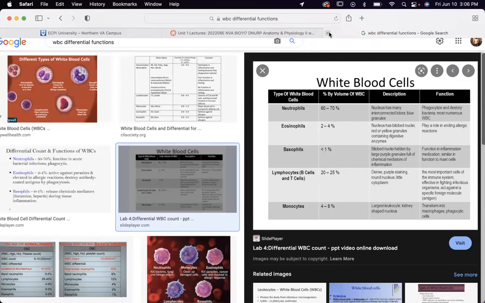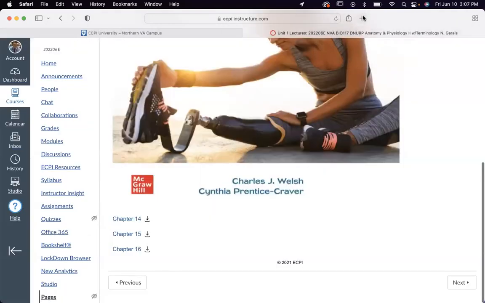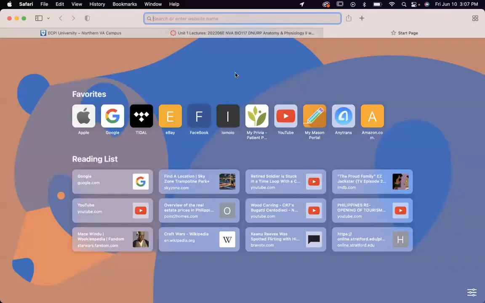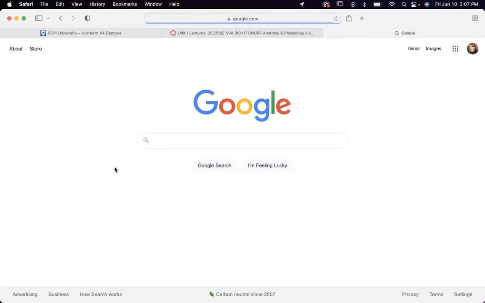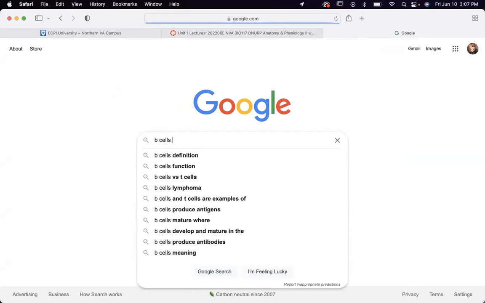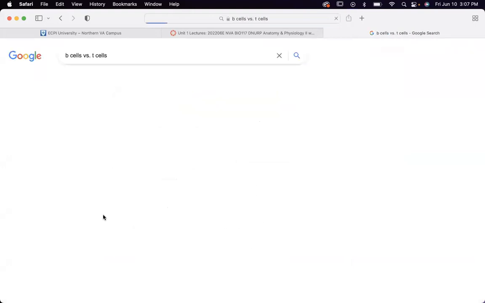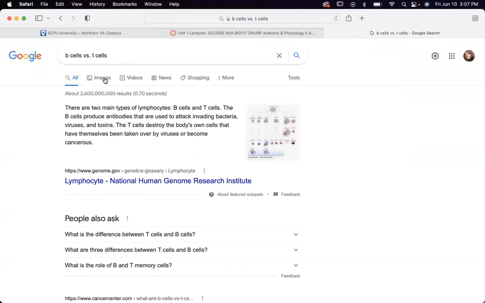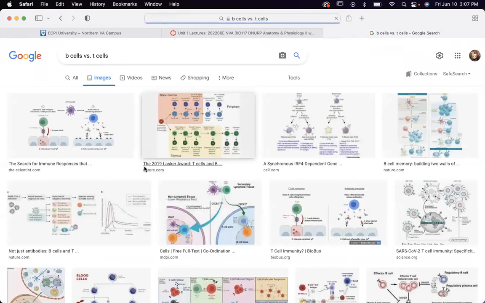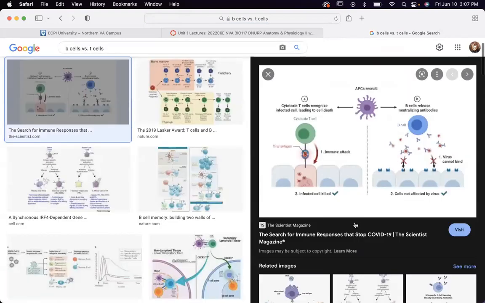Let's now talk about the difference between B cells and T cells. Just real quick, because there was a little bit of confusion on Friday regarding what are B cells, what are T cells, and what do they do.